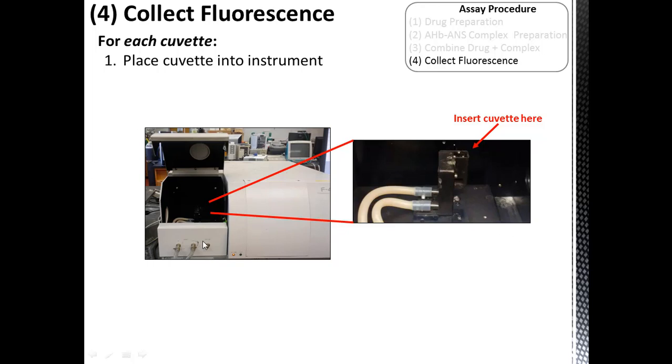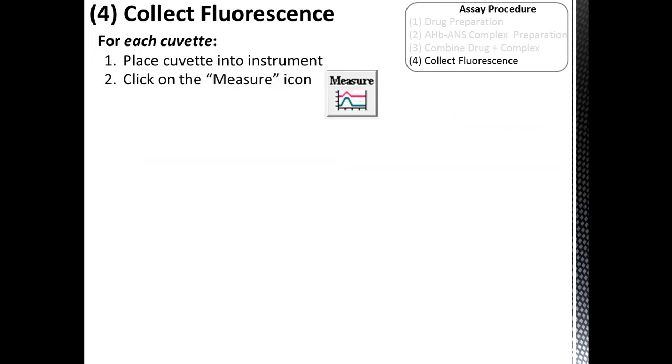You do have to open the door to the instrument to access the sample holder, and then you just insert your cuvette directly into the sample holder. You will then close the door on the instrument, and next you need to hit the measure icon. It'll be on the right hand side. Just click on measure. It'll take about a minute to collect the scan.